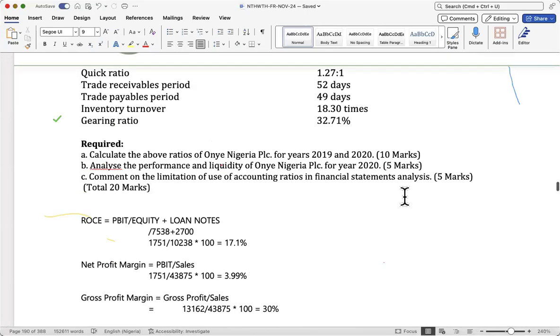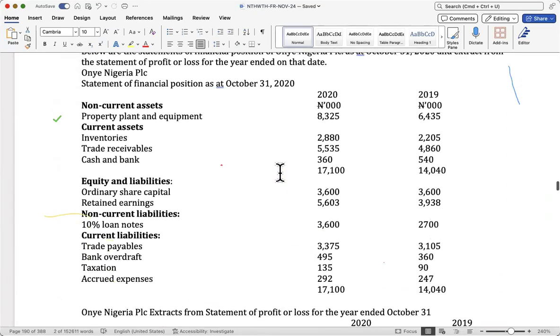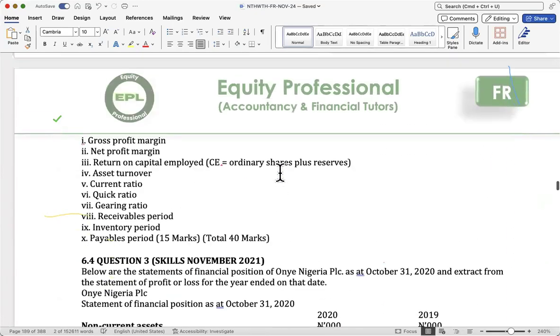That's why you see that the marks for analysis is short. So nobody expects that you start writing what is not expected of you. And by the time you read limitation of ratio analysis, then you would also be able to have resolve, and that was 20 marks.